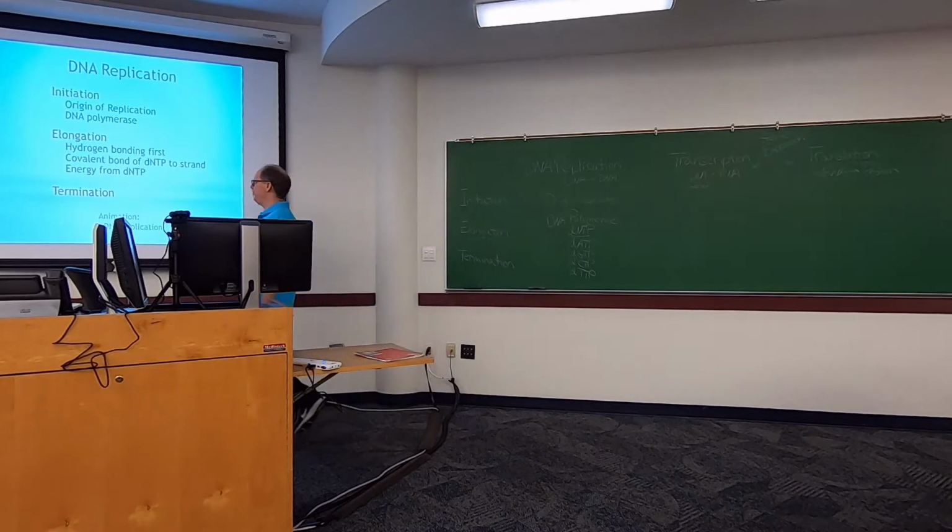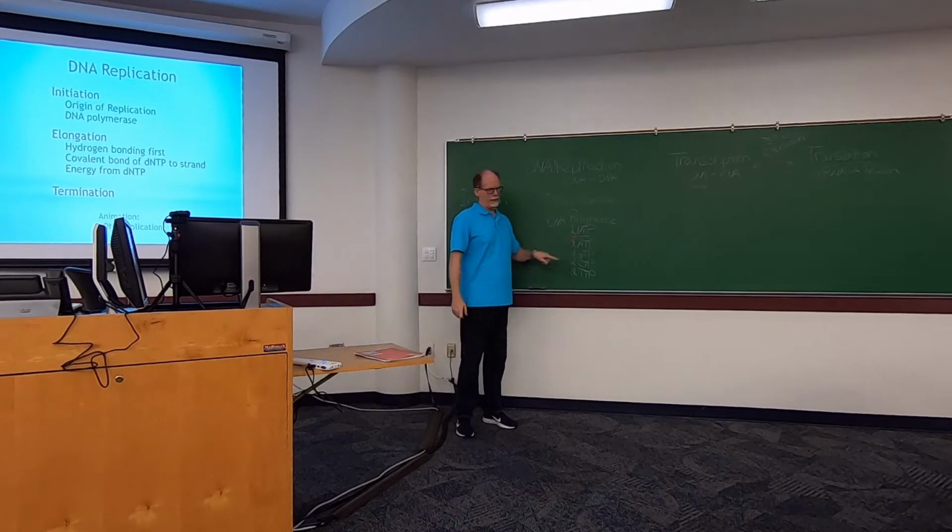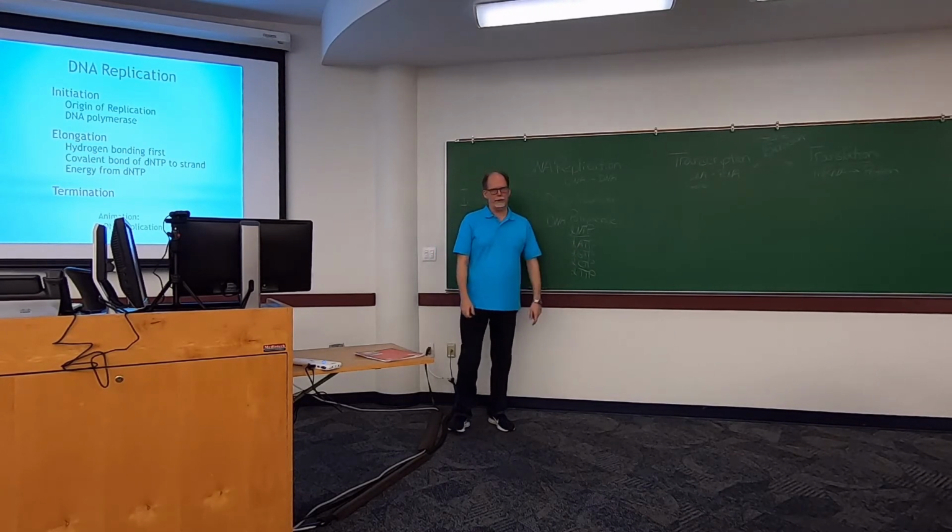So we say the energy for the process is found in all of these, right? Little d NTP refers to all 4 of the nucleotides, whether it's an A, G, C, or T. The difference between the 4 is their nitrogen base.